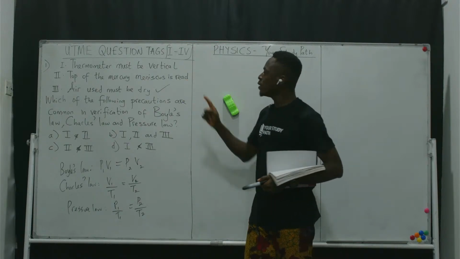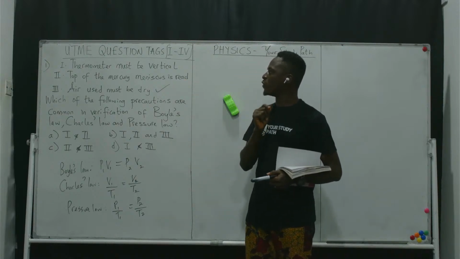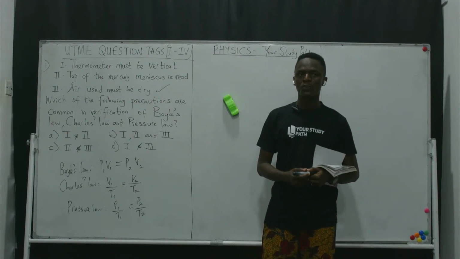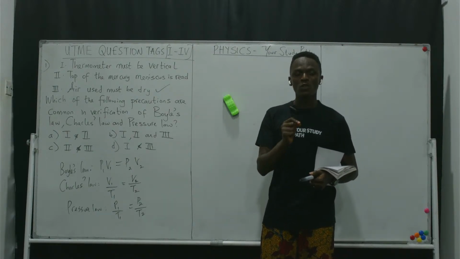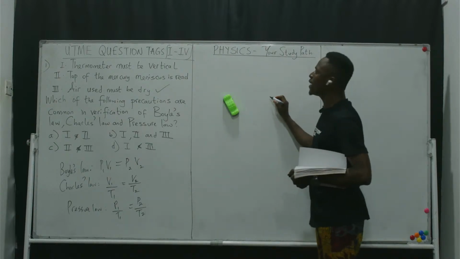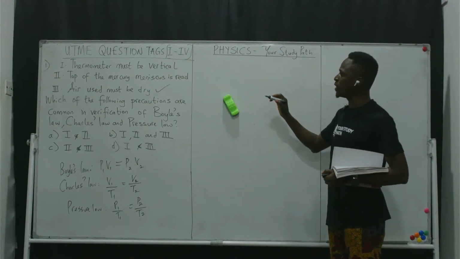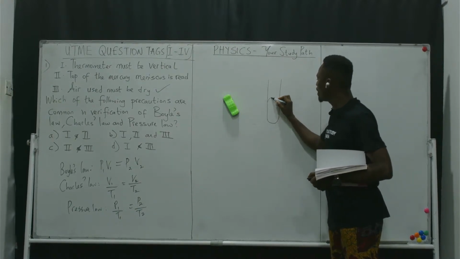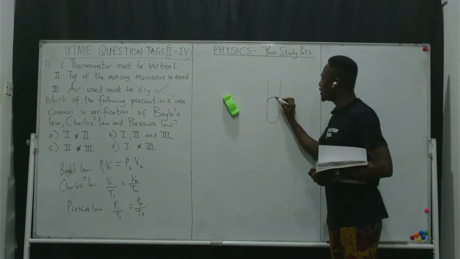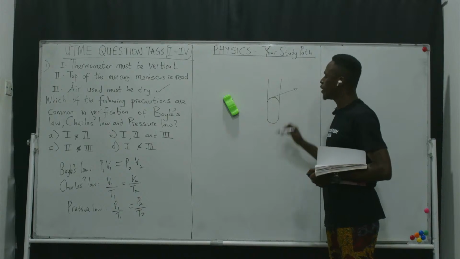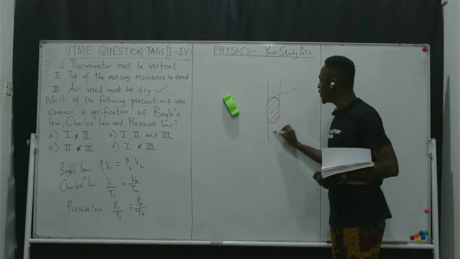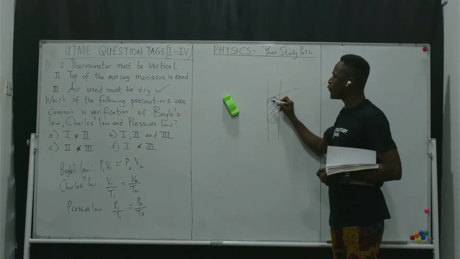In the instance of the top of the mercury meniscus being read, you're making reference to Charles law. Why? Whenever you are reading your mercury thermometer, the mercury has a meniscus. The upward end of the meniscus is what you are reading in your thermometer, the upward end of the mercury.